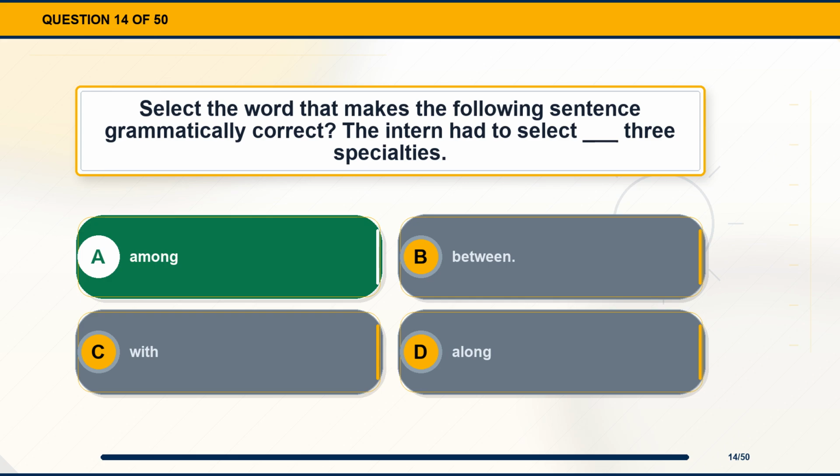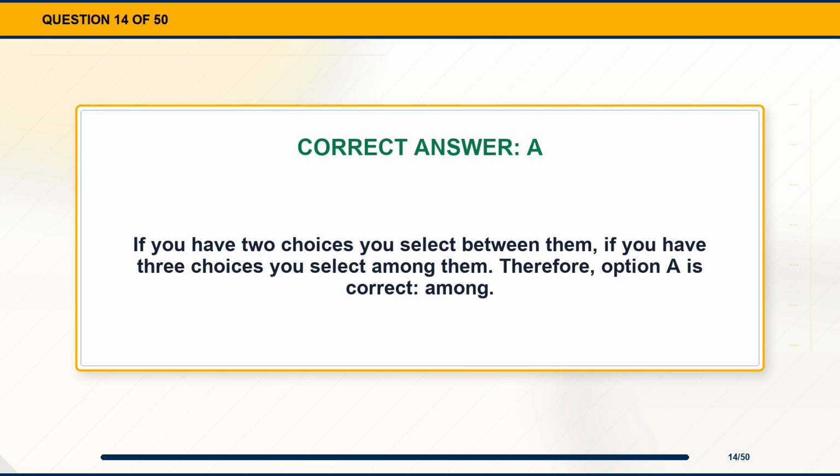The correct answer is option A, among. Explanation. If you have 2 choices you select between them, if you have 3 choices you select among them. Therefore, option A is correct, among.